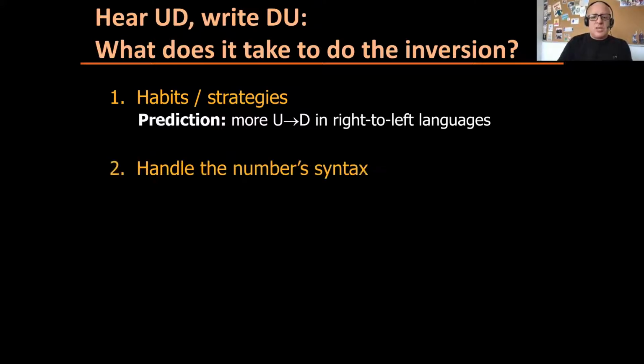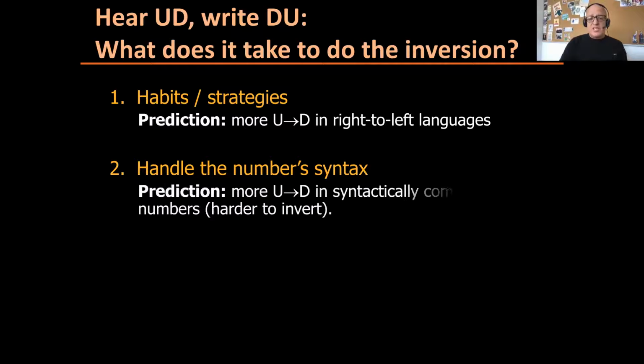A second possibility concerns the syntactic structure of numbers. So this inversion of the words may require processing the number as a whole, processing its syntactic structure, and this might be difficult. And if this is the case, we should expect more writing of unit first, that is more failures to apply the inversions when the number is more syntactically complicated.